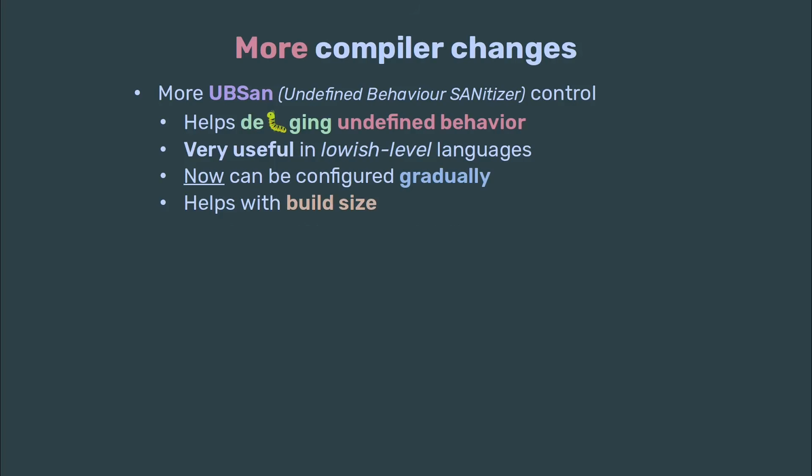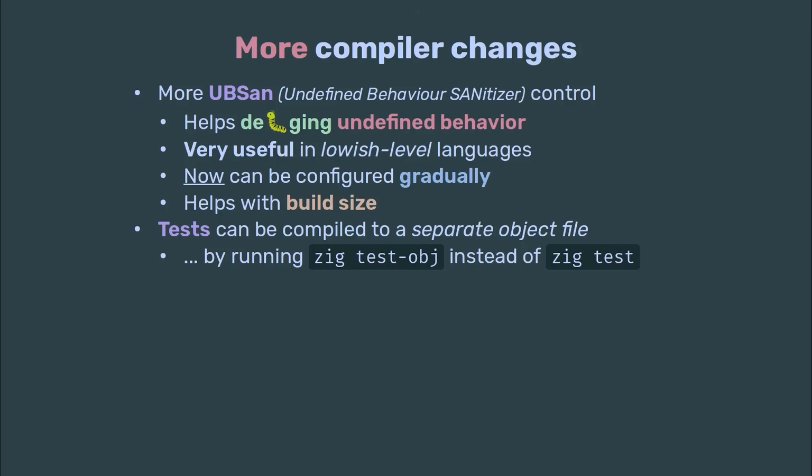Another feature in the build system is the ability to compile tests into separate object files instead of executables, with the zig test-obj command instead of zig test. I'm not sure why you would want to do that, but it's there.